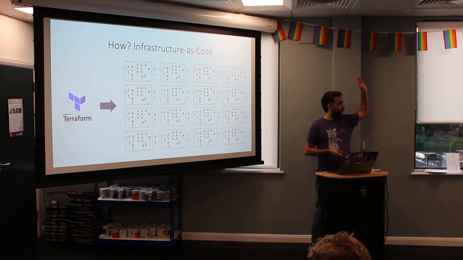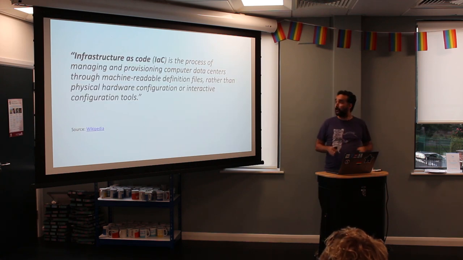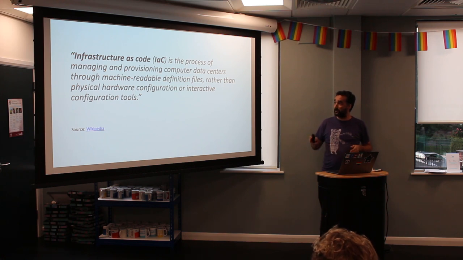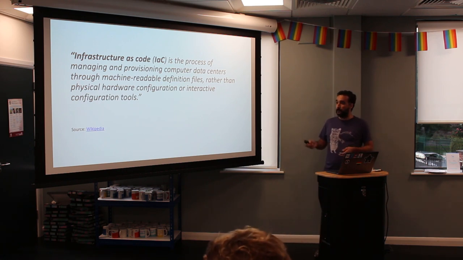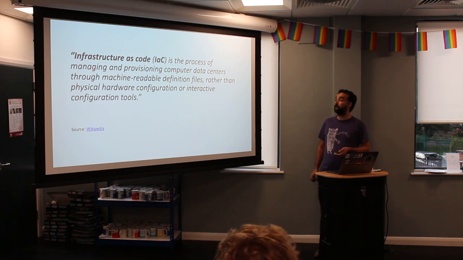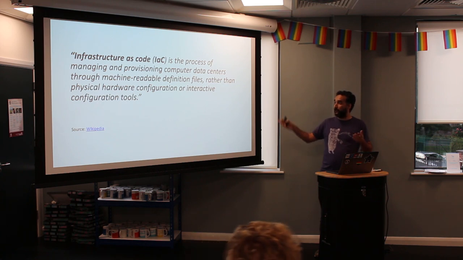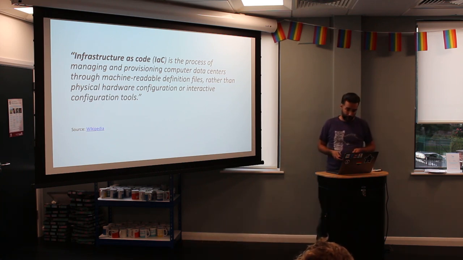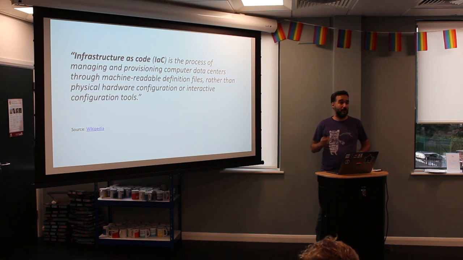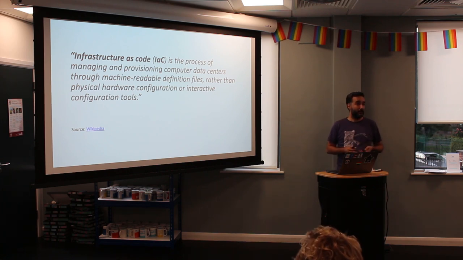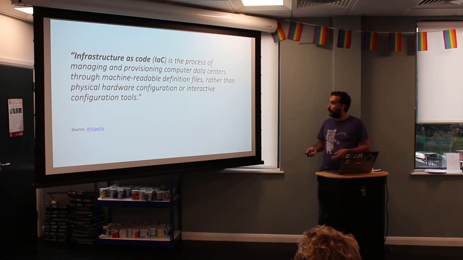Everybody familiar with the concept of infrastructure as code? Good. Well, for those who don't know it, infrastructure as code is the process of managing and provisioning computer data centers through machine-readable definition files, like Terraform files, rather than physical hardware configuration or interactive configuration tools. So some examples are Terraform, ARM templates for Azure, CloudFormation for AWS, or we have Salt or Ansible or Chef.